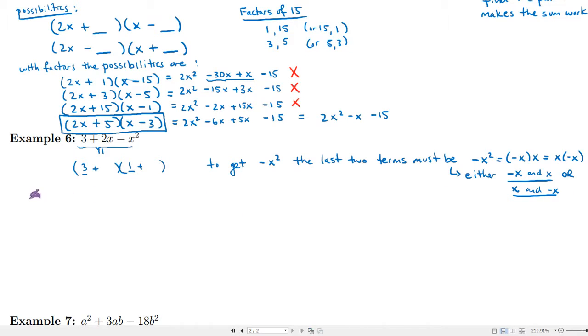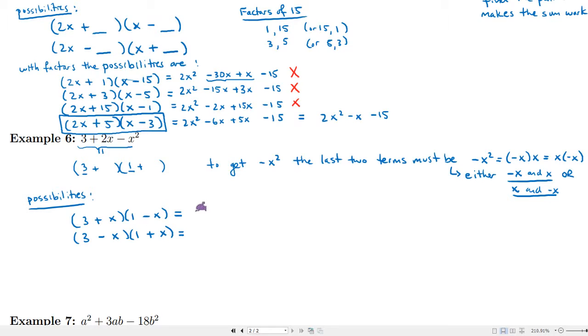So what are your possibilities? Your possibilities are 3 plus x, 1 minus x, or 3 minus x, 1 plus x. Right? The only way to get negative x squared is to have one of them as a negative x and the other one as an x. So now we just have to figure out which one actually works, right? So here we have very few possibilities actually.